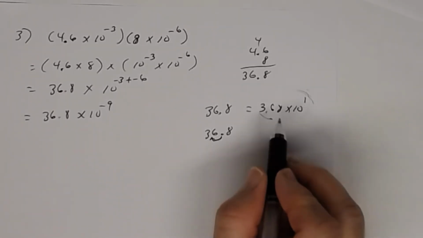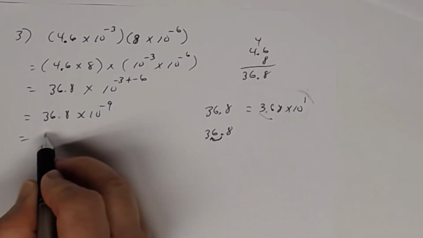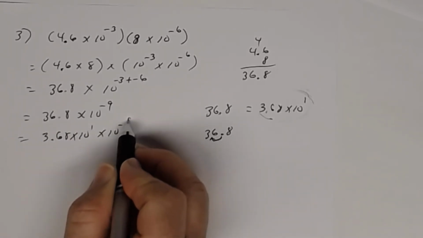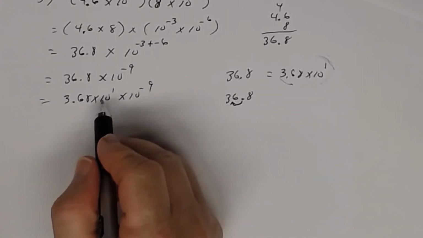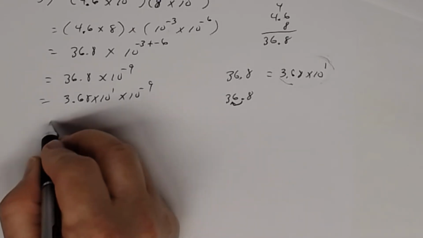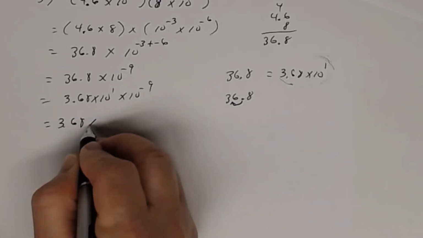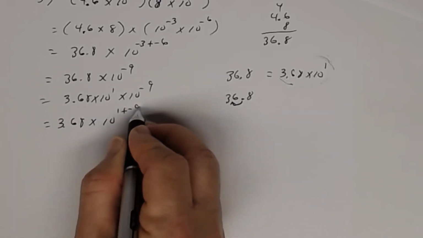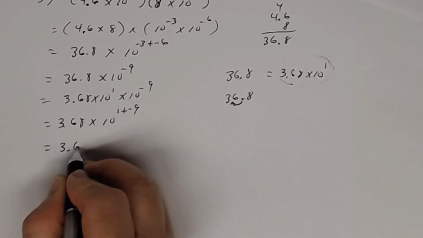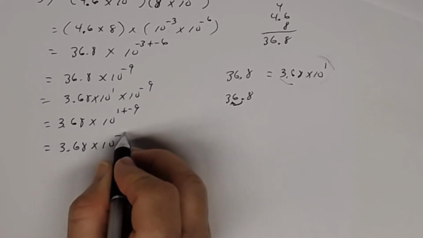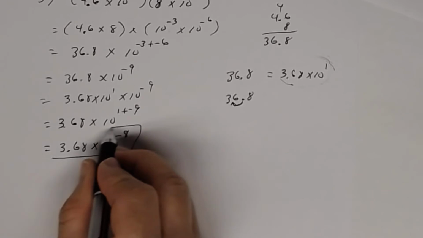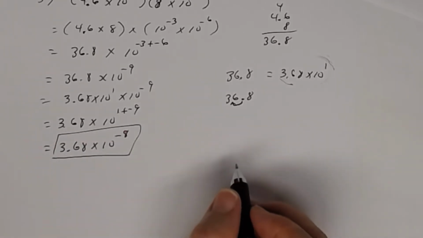So then this becomes 3.68 times 10 to the first times 10 to the negative 9. Then using the product rule for exponents, when you multiply like bases, you add exponents. So this becomes 3.68 times 10 to the 1 plus a negative 9. 1 plus a negative 9 is a negative 8, so I get 3.68 times 10 to the negative 8th power. And that is your answer in scientific notation.